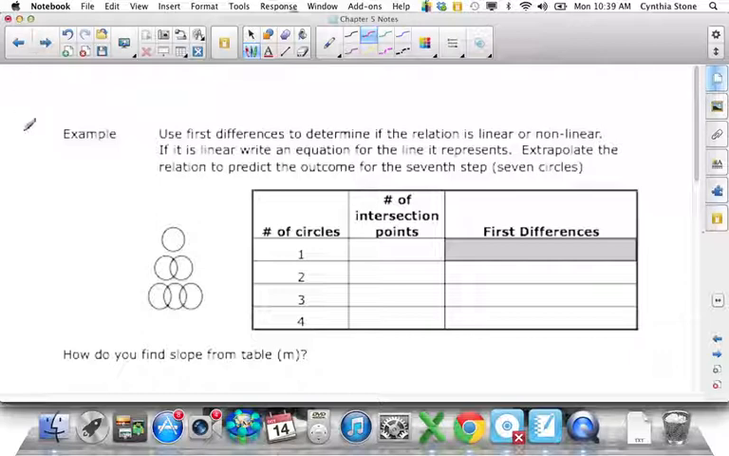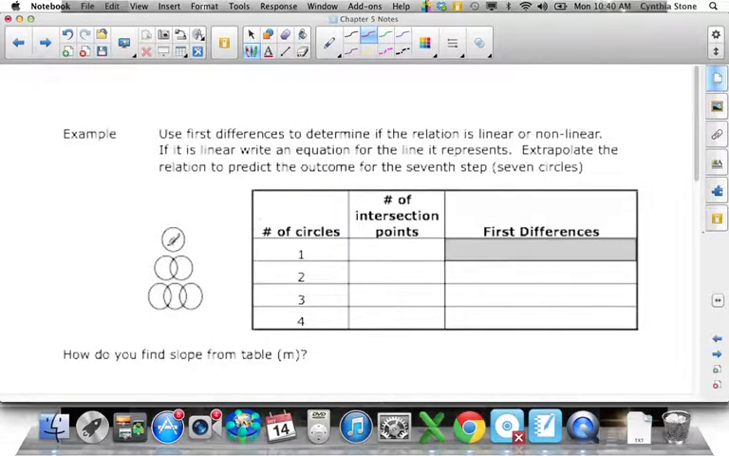Okay, now here's a weird question. I think I took this out of your textbook, but this is a typical EQAO type question. Use first differences to determine if the relationship is linear or nonlinear. The relationship is number of circles, so in this case it's 1, in this case it's 2. This is supposed to line up there, this one here, and this one here. And then we don't have a picture for 4, but we might be able to figure out 4 without even drawing it.